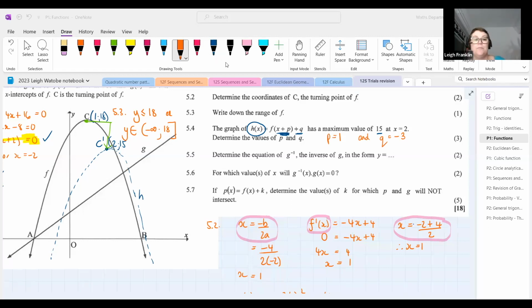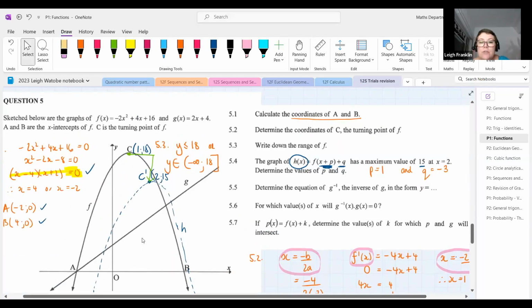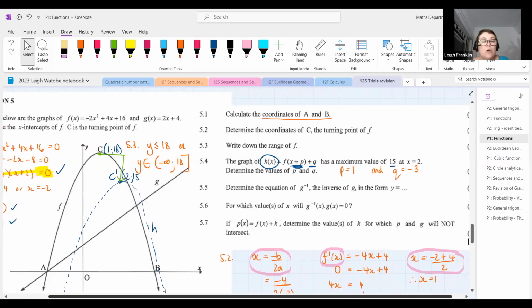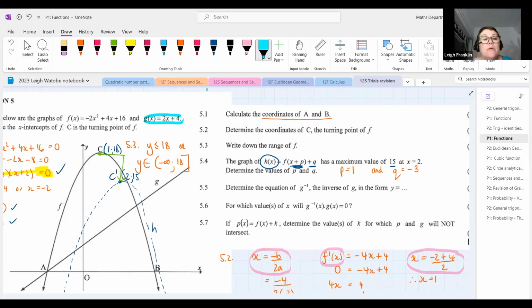Okay, cool beans. All right, question 5.5. Now they want us to determine the equation of g to the -1, the inverse of g, in the form y equals. So here's our equation of g up here. They want us to find the inverse. Are you guys okay to do that one on your own? I'm going to let you find the inverse on your own.